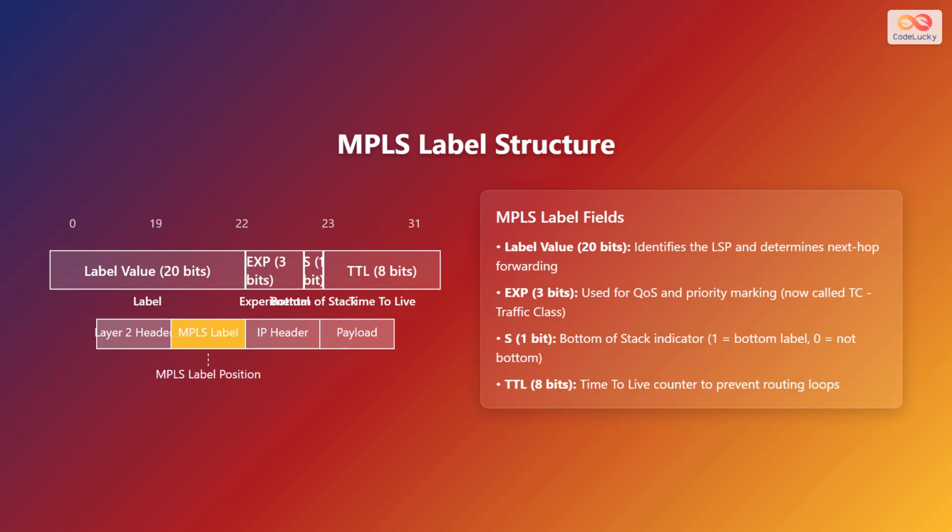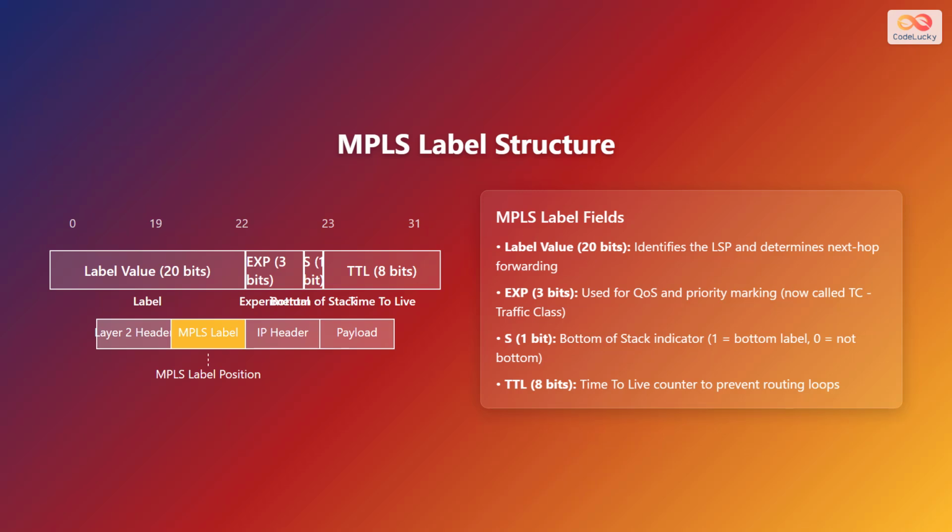Then there is the S field. This is a single bit that indicates the bottom of the stack. A value of 1 indicates that it is the bottom label, while a value of 0 indicates it is not. Finally, there is the time to live field or TTL, which is 8 bits. This counter prevents routing loops.